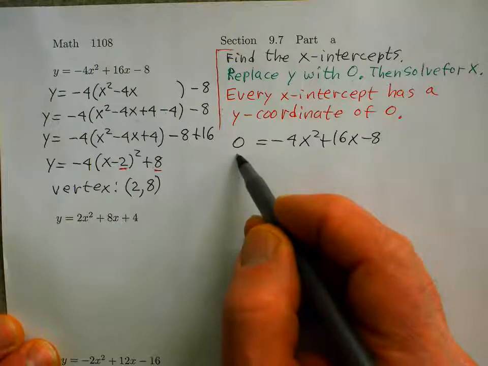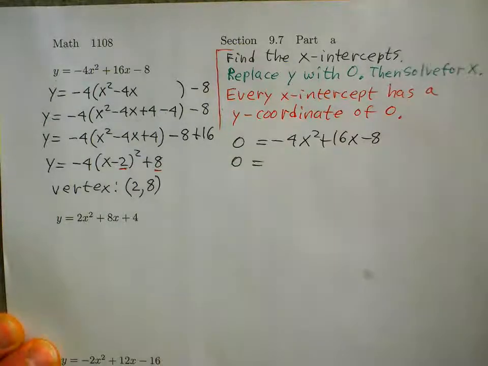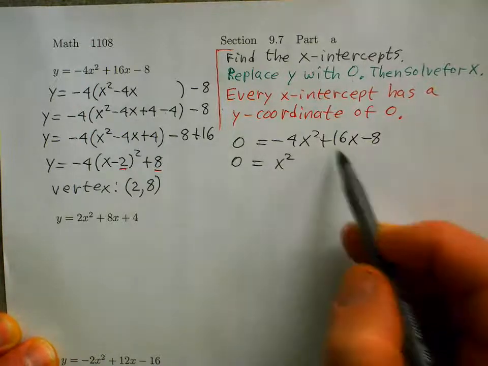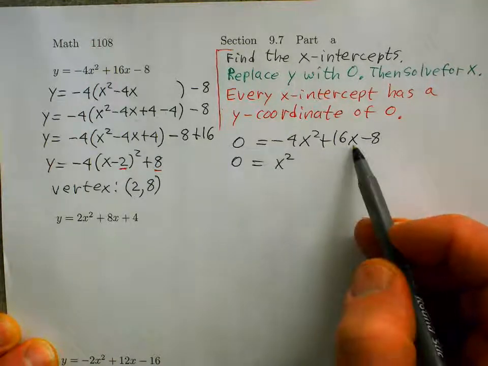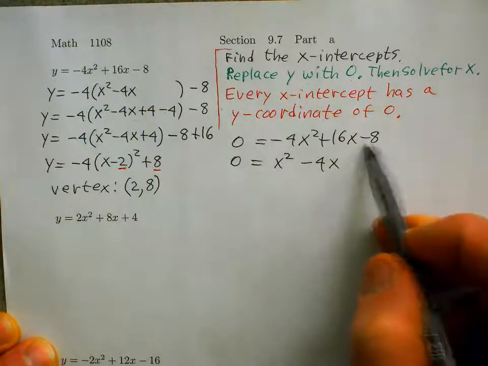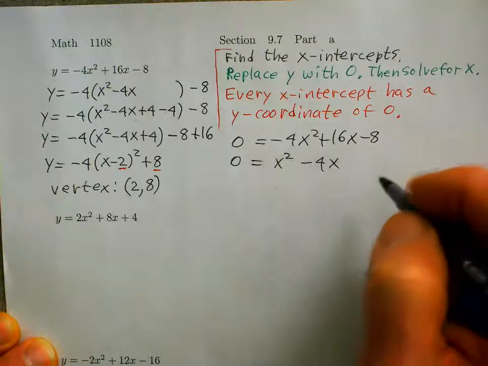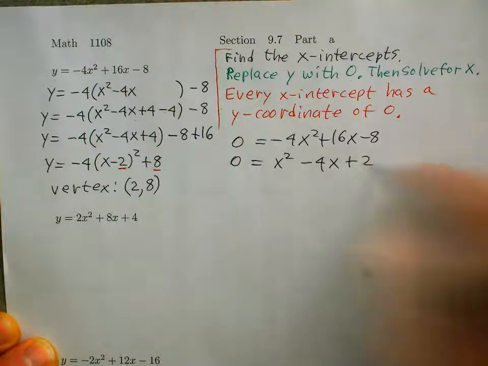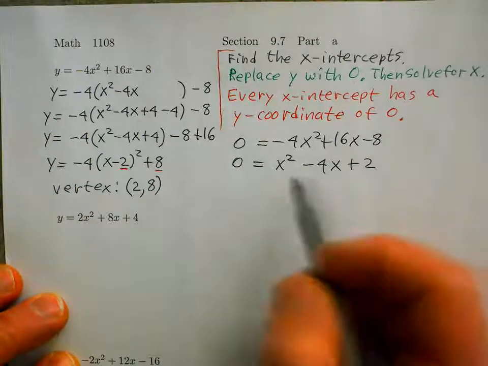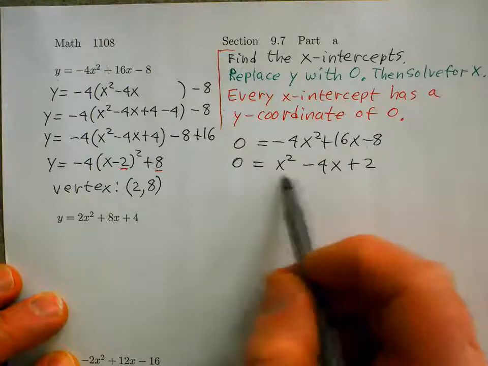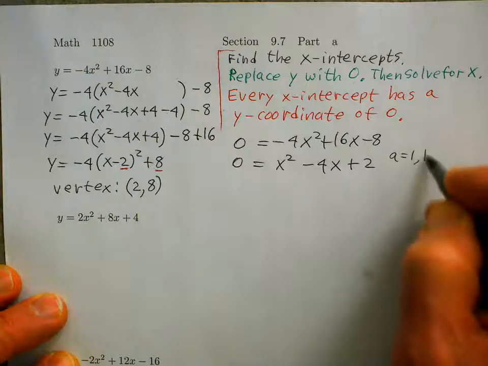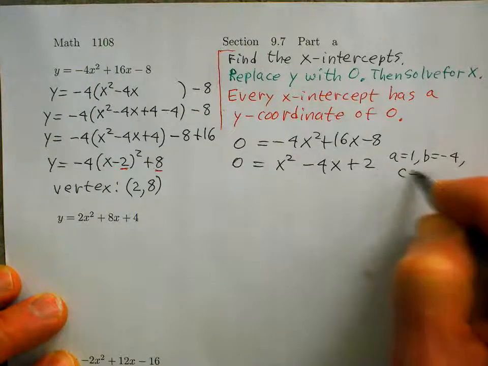So 0 divided by negative 4 is still 0. Negative 4x squared divided by negative 4 is x squared, plus 16x divided by negative 4 is minus 4x, and negative 8 divided by negative 4 is positive 2. So when we solve this, we'll use the quadratic formula. A is 1, B is negative 4, and C is 2.